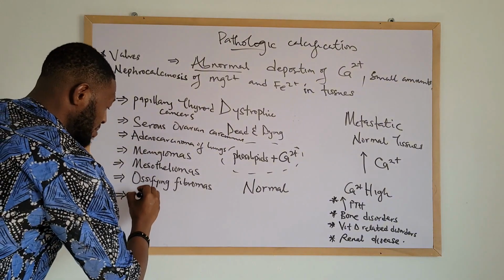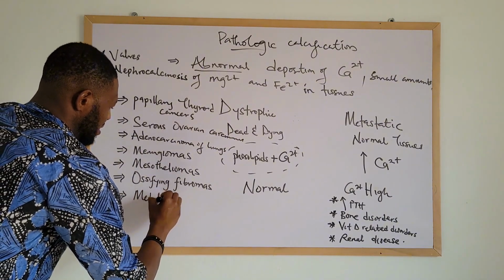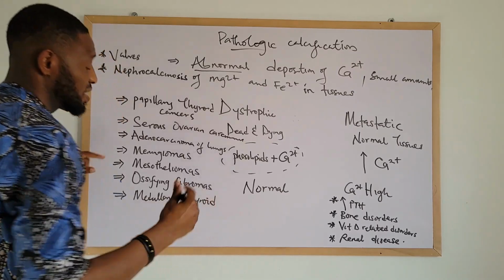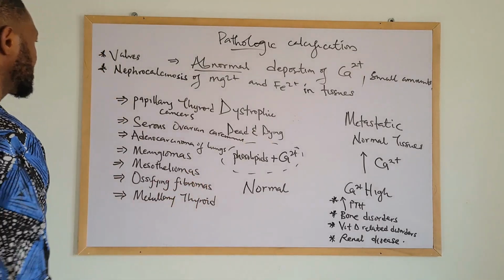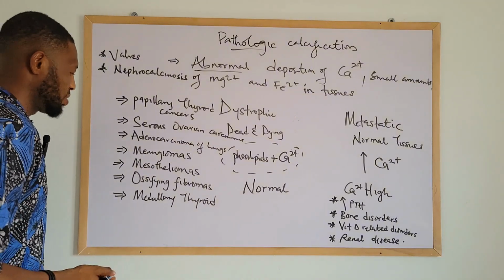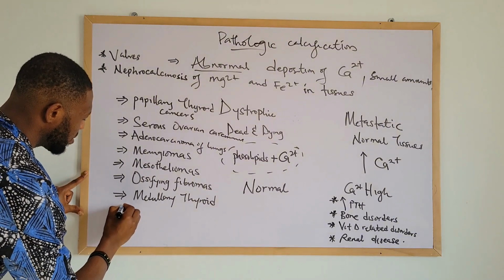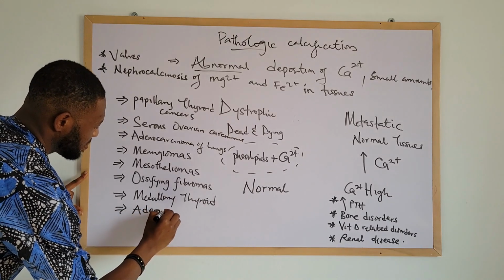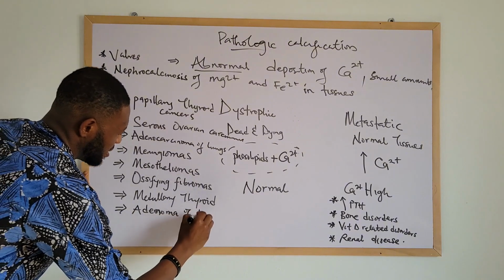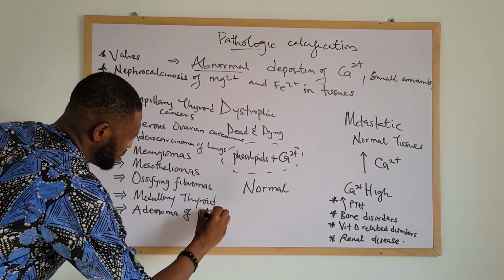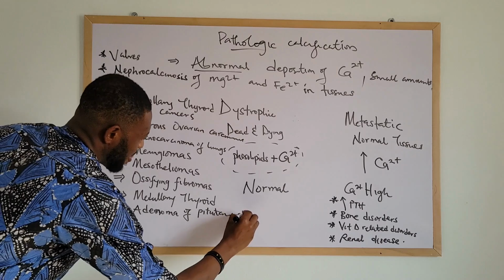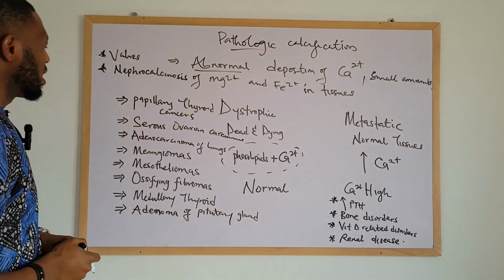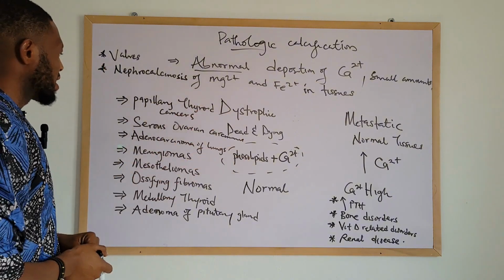We can also see them in medullary thyroid cancers. For medullary, most of what we see is amyloidosis, but we can still see these calcifications there. And we can also see them in adenoma of the pituitary gland, that's in pituitary adenoma. Okay, so these are some of the conditions where we can see these pathologic calcifications.